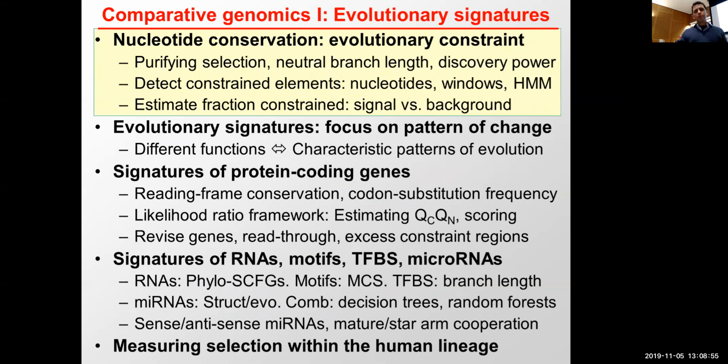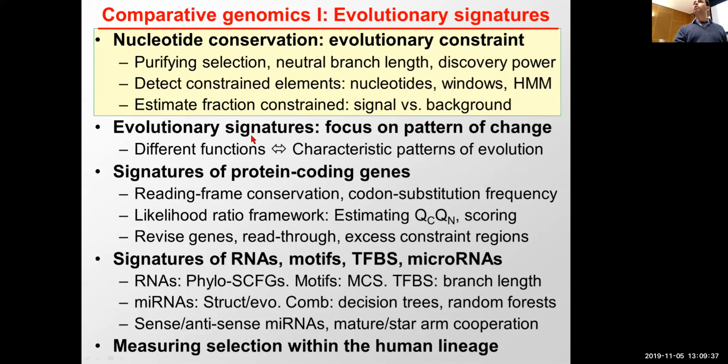So we're going to start simple and increase in complexity like we do in most lectures. So first, we're going to be talking about nucleotide level conservation and measuring evolutionary constraint. We're going to introduce the concept of purifying selection, neutral branch length, discovery power with more genomes, and how to detect constrained elements at the level of individual nucleotides, at the level of windows, and also building a hidden Markov model. And then we're going to go beyond the detection of elements and see how we can estimate the fraction of the genome that is conserved and some basic principles of signal versus background separation, which are quite pervasive in machine learning beyond just this particular application.